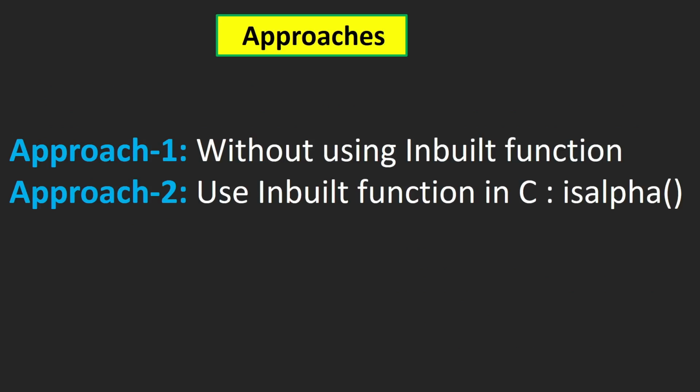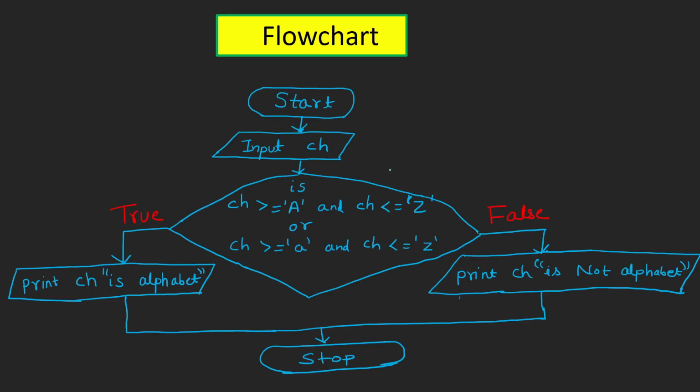Actually, we will be using two approaches to solve this question. In approach number 1, we will not use any inbuilt function. In approach number 2, we will use an inbuilt function which is already present in C, that is, the isalpha function. Approach number 1 is just similar to what we have discussed just now, and let's see the flowchart for this approach 1. After that, we will see how we can solve this question using approach number 2, that is, using the isalpha function.